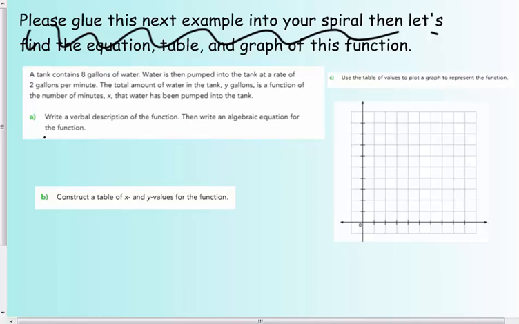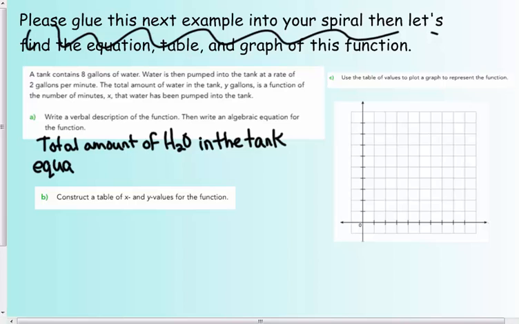So the total amount of water, I'm just going to abbreviate it H2O here, in the tank equals the amount of water at first plus 2 gallons per minute, right? The total amount of water in the tank equals the initial amount, the initial water in the tank. Oh, I could use H2O again.